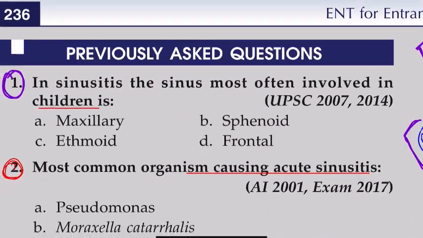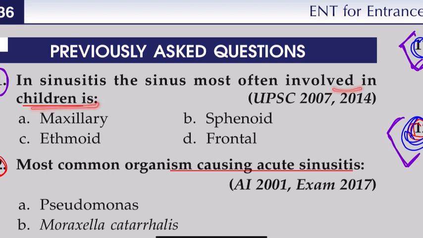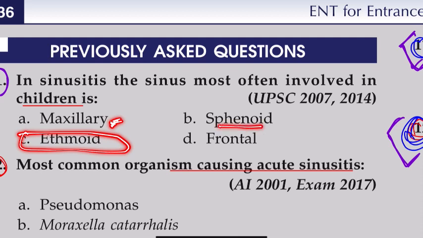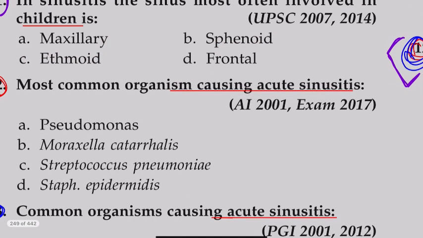In sinusitis, the sinus most involved in children is our ethmoid sinus. The maxillary sinus develops earlier than the ethmoid sinus. Both ethmoid and maxillary are present at birth. Since ethmoid is the more well pneumatized sinus at birth, it is the most commonly affected sinus in infants and young children. But maxillary sinus is the most common sinusitis in adults. And sphenoid sinusitis is the least common.